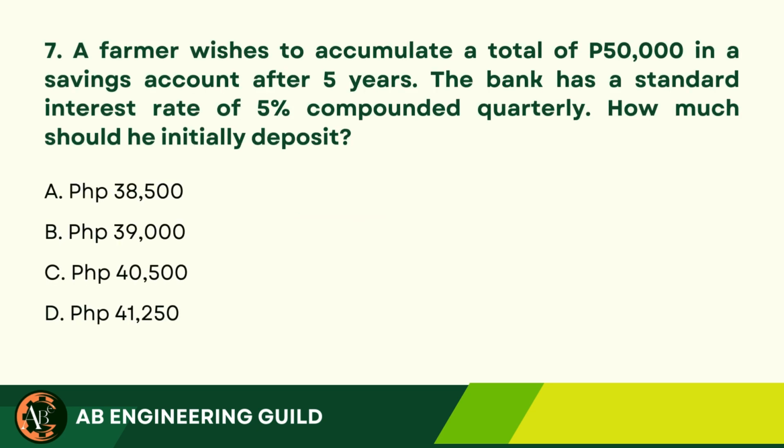7. A farmer wishes to accumulate a total of P50,000 in a savings account after 5 years. The bank has a standard interest rate of 5% compounded quarterly. How much should he initially deposit?